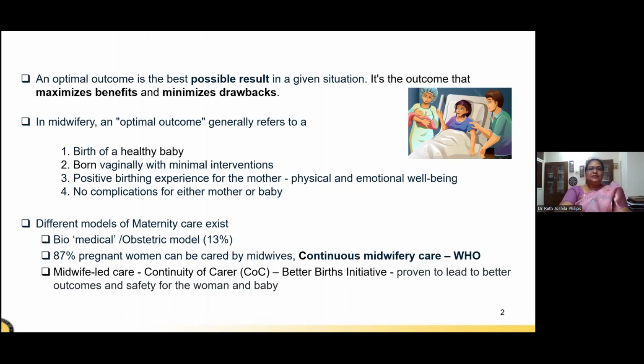This kind of initiative was designed and tested under a program called the Better Births Initiative in Britain.